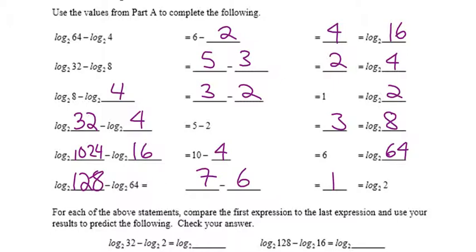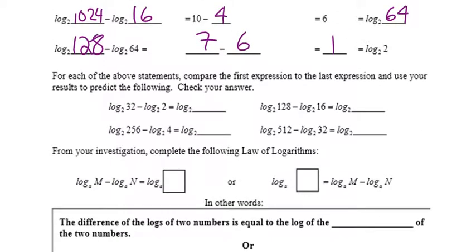So we want to look at log base 2 of 64 minus log base 2 of 4 and say, how do we get the 16? What do we do with 32 and 8 to get the 4? What do we do with 8 and 4 to get 2, 32? What do we do? Well, what's your prediction? What's log base 2 of 32 minus log base 2 of 2? 16. What's log base 2 of 256 minus log base 2 of 4? 64. What's log base 2 of 128 minus log base 2 of 16?